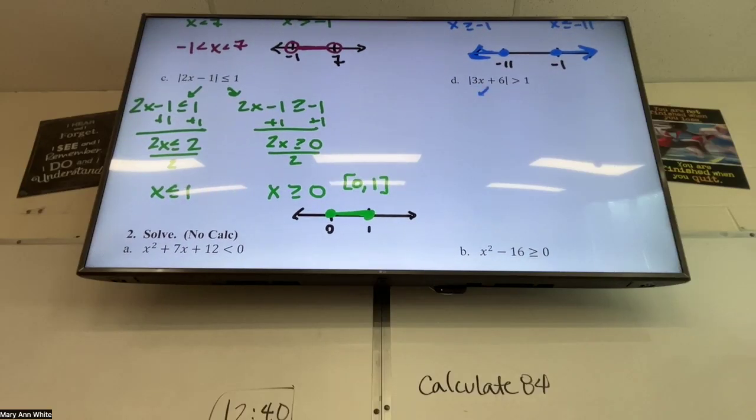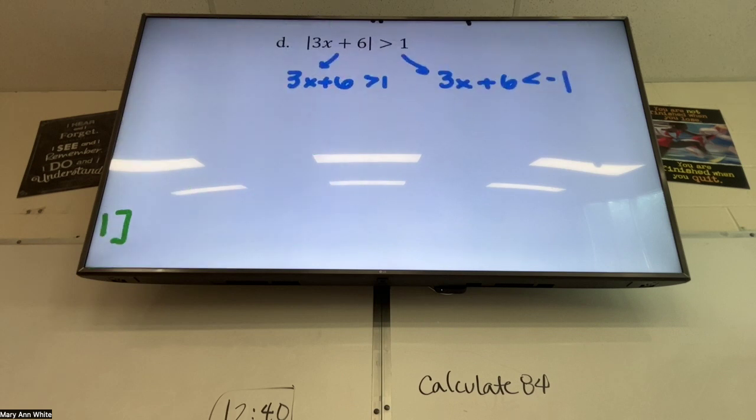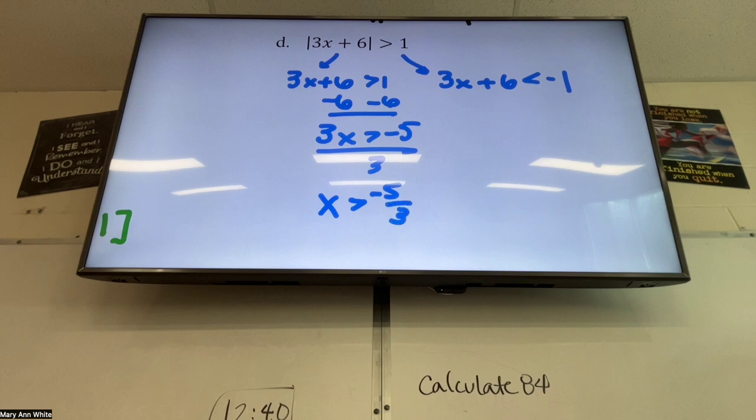We're going to do the same idea for the next one. This one is going to be a little bit opposite because it's a greater than, so we'll do 3x plus 6 is greater than 1, just like it's written. And then we'll go 3x plus 6 is less than negative 1. And then again, start simplifying, start combining like terms, get x by itself. This is the one where I do kind of get weird decimals, weird fractions, and I'm going to let that be. It's going to be okay.